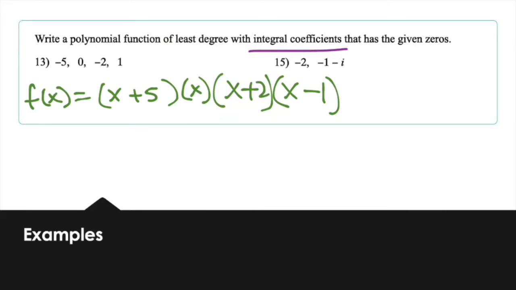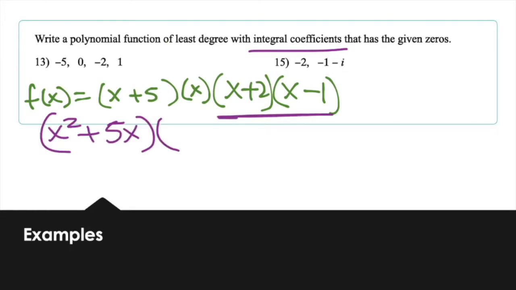So what I'm going to do, I'm going to take these two right here, and I'm going to multiply them. Then I'm going to take those two and multiply. Then we'll take the product and multiply that together. So let's do x times x and x times 5, which is going to be x squared plus 5x. Then we're going to multiply this out, and we're going to go x squared and -1x and 2x and -2.